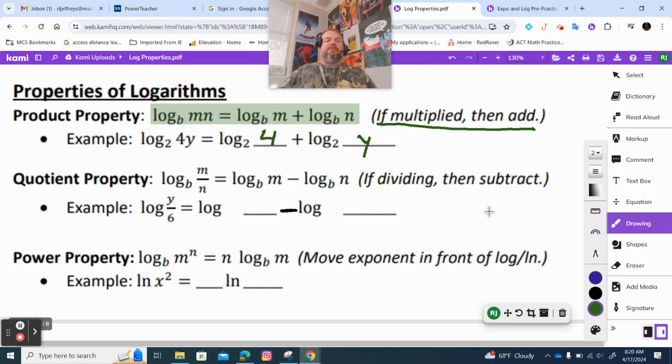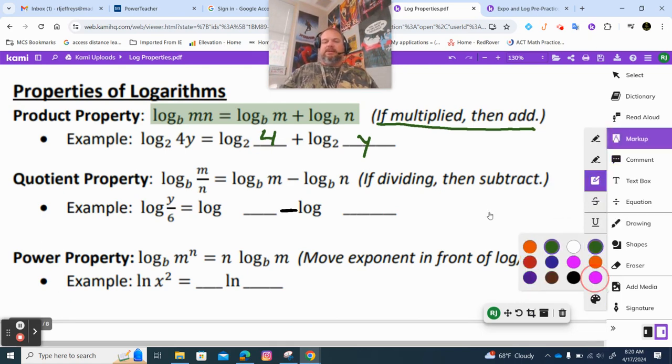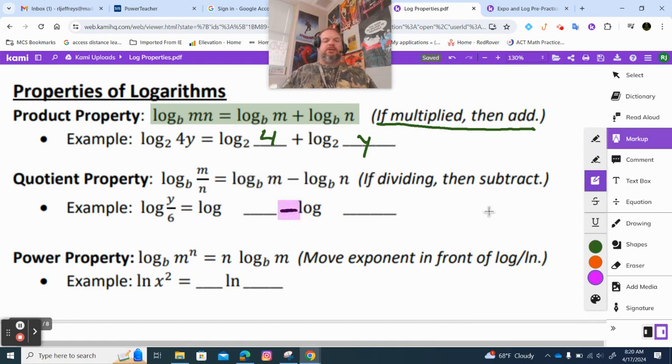Quotient property. Now, there is a typo on your handout. You will have to fix it. It's right here. This should be a subtraction.